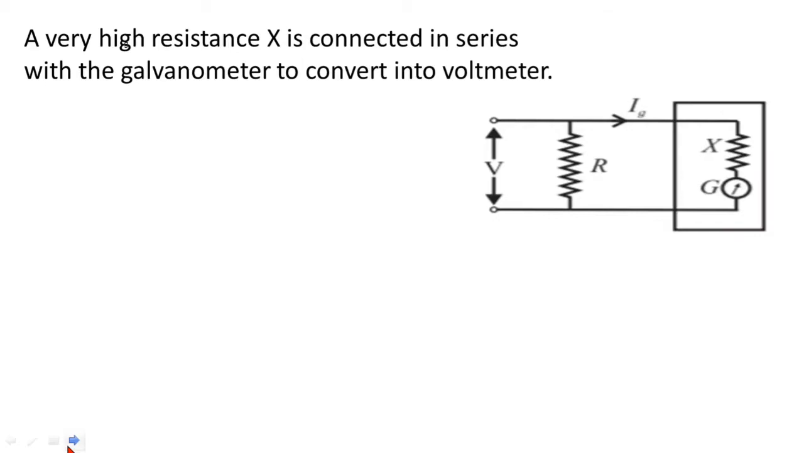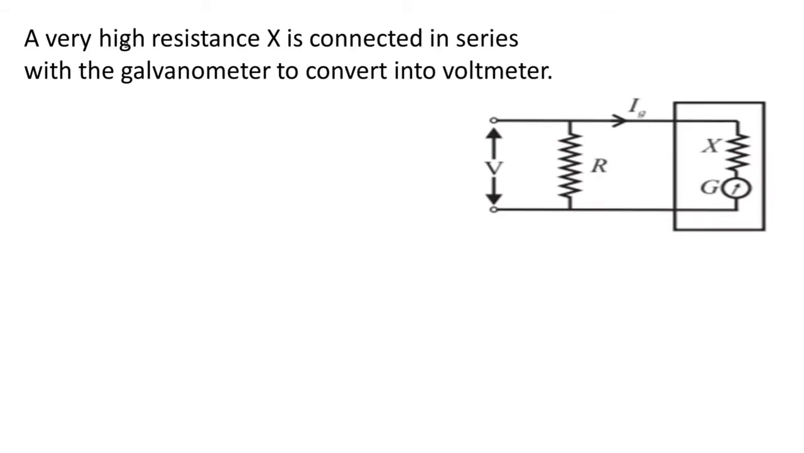If a galvanometer is used to measure voltage, it draws some current due to its low resistance. Therefore, the actual potential difference to be measured decreases. To avoid this, a voltmeter should have very high resistance. Ideally, it should have infinite resistance. A very high resistance X is connected in series with the galvanometer to convert it into a voltmeter. As shown in the diagram, a very high resistance X is connected in series with the galvanometer.